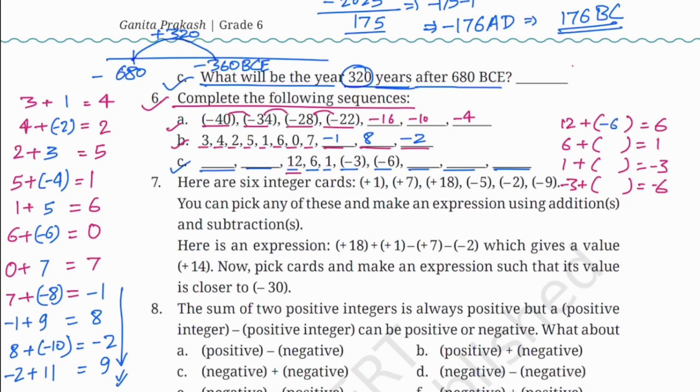12 plus minus 6 is equal to 6. 6 minus 5 is equal to 1. 1 minus 4 is equal to minus 3. Minus 3 minus 3 is equal to minus 6. Similarly, minus 6 minus 2 is equal to minus 8. Minus 8 plus minus 1 is equal to minus 9. Minus 9 plus 0 is equal to minus 9.